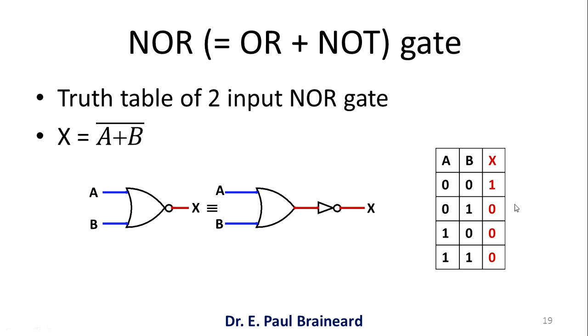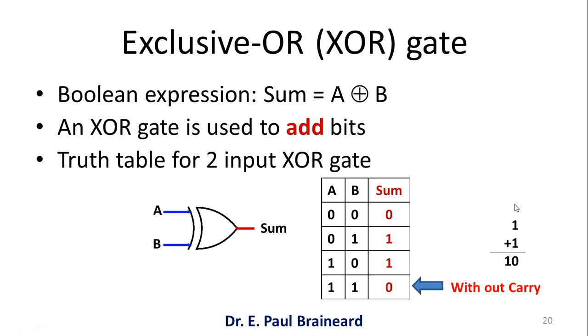The next gate is exclusive OR gate. In short, it is called as XOR gate. The Boolean expression for this gate is sum is equal to A circle plus B. Typically, an XOR gate is used to add bits, and the truth table for XOR gate is shown here.